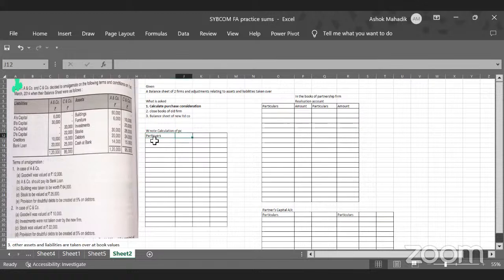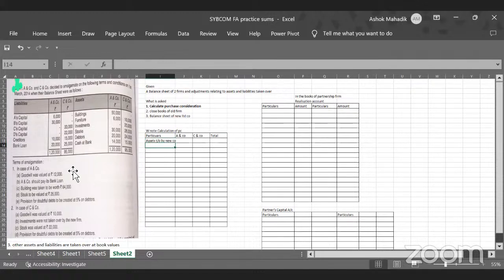Now, whenever an amalgamation sum is there, you draw a format like this only. Particulars. Then the first company is A and company. Second, C and company. This will save your time. And total. Total is required to make the new balance sheet. Clear? So now let us see what are the assets which are taken over by the new company. Assets taken over by new company.